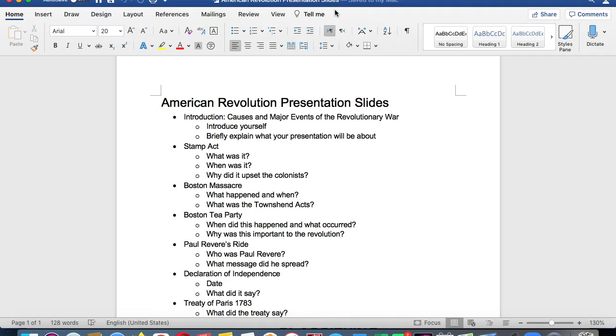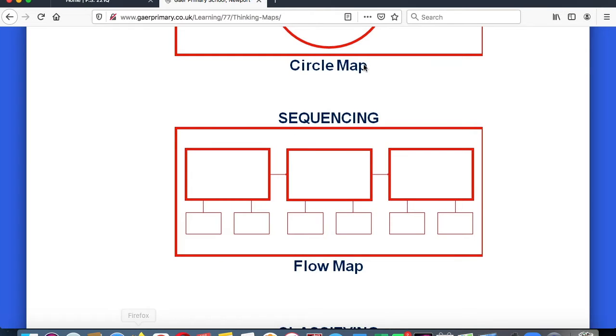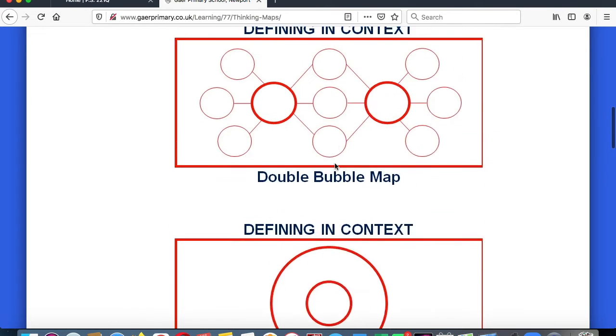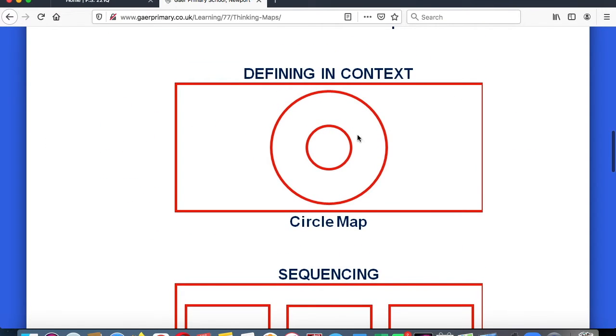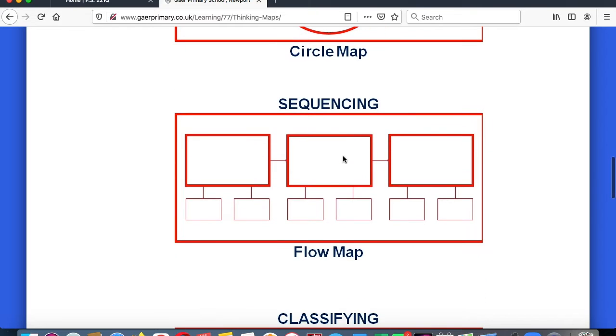So don't worry about trying to create a presentation or anything. We're just going to write down some research today. Now you can just jot down notes if you would like, or you can create a thinking map. Some people like to use a bubble map, or maybe a circle map, just to get some ideas down. I would do a sequence flow map. That's how I would do this project, but this will become much clearer as we go on.